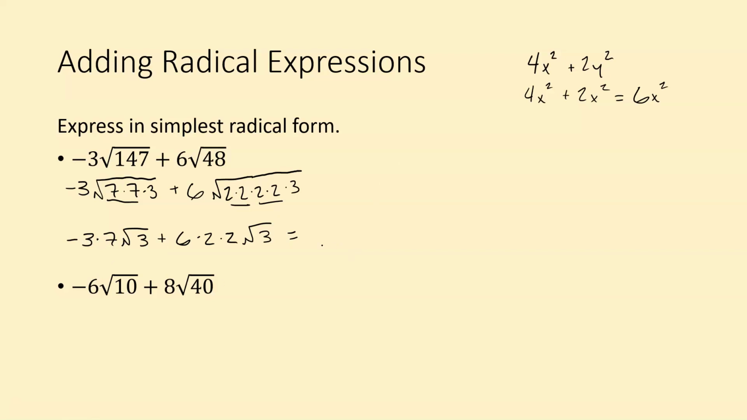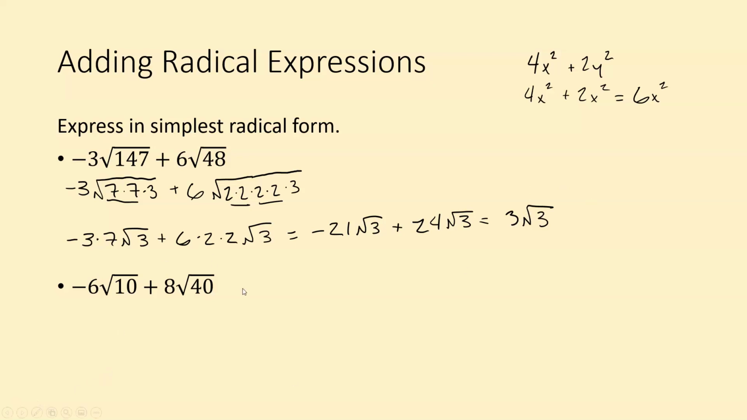So negative 3 times 7 is negative 21. Root 3 plus 6 times 2 times 2 would be 24 root 3. Now all we have to do is add the numbers out in front of the radical. So negative 21 plus 24 gives you a positive 3, and the root 3 just stays on the end. Similar to how we combined like terms, we just add the numbers out in front, and the root 3 stays on the side.